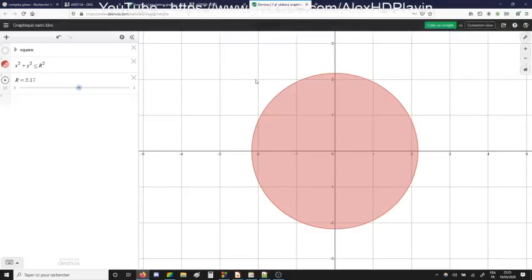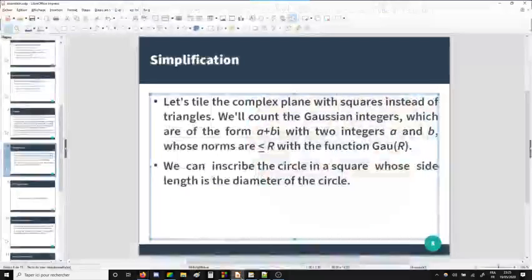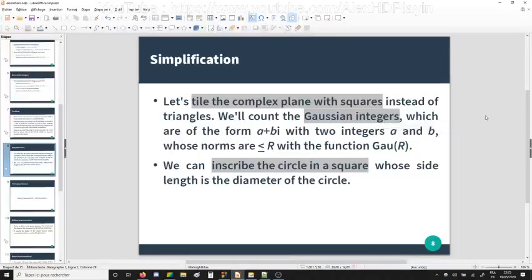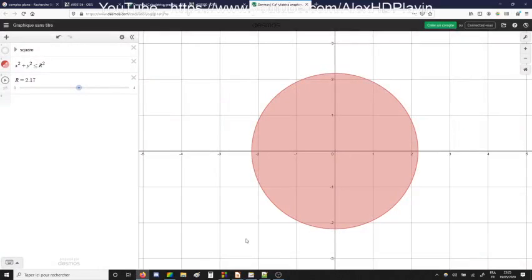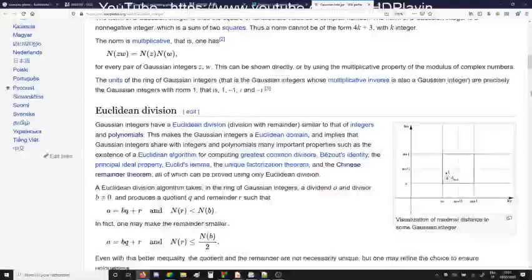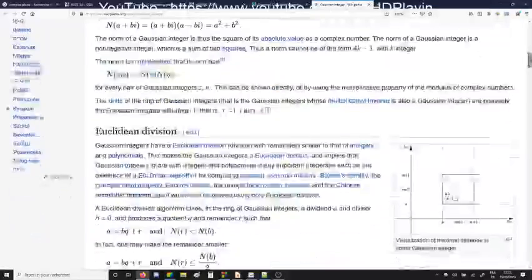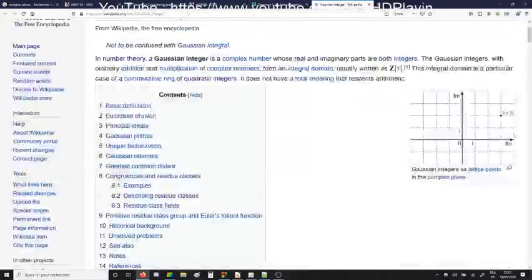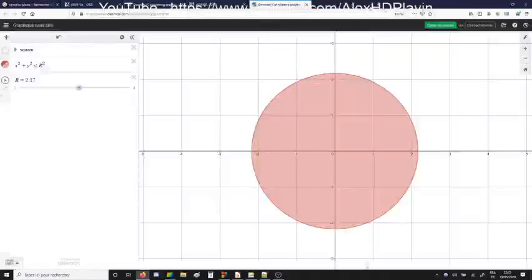We'll count the Gaussian integers, which are just the vertices of this. You can check the Wikipedia article to inform yourself on what Gaussian integers are. These are just like 3 plus 2i. I don't know why it's always this one which is used for some reason. For every visualization, it's always 3 plus 2i. It's weird.